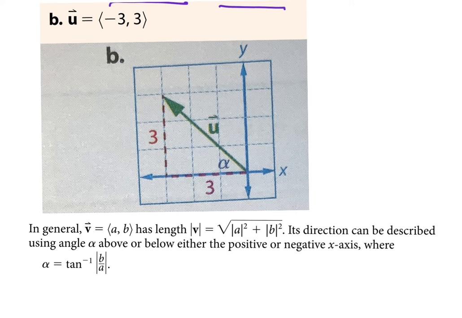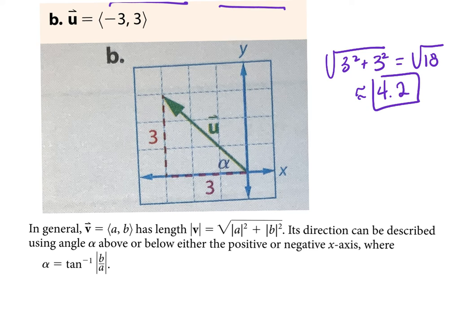They have drawn this again in standard form. -3, 3, that tells me it starts at 0, it ends at -3, 3. If they want the magnitude, I am just going to use the Pythagorean theorem here. So the magnitude is going to be the square root of 3 squared plus 3 squared, which is the square root of 18. When you plug it in, to the nearest decimal place it is 4.2, that is magnitude.